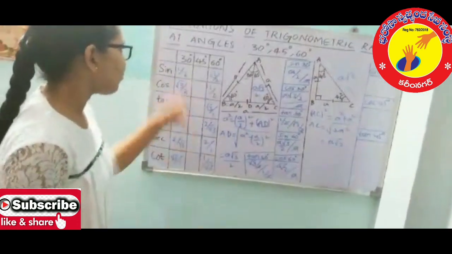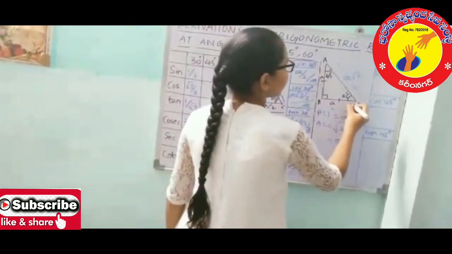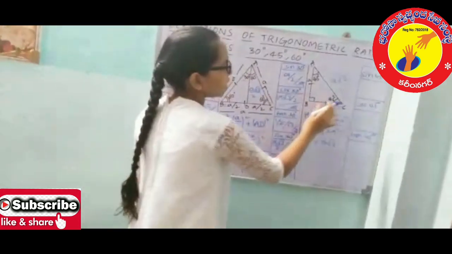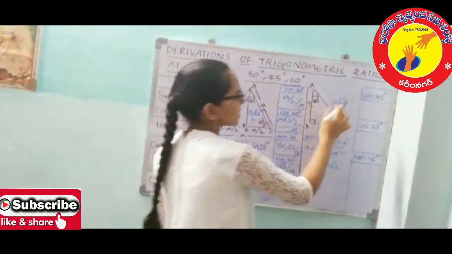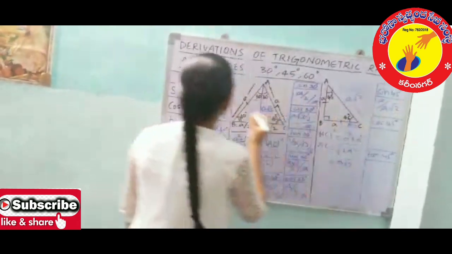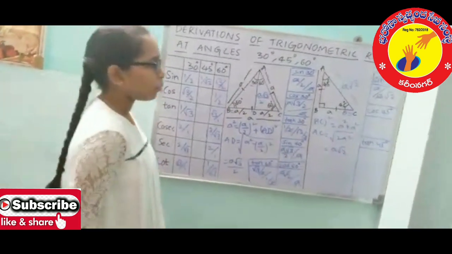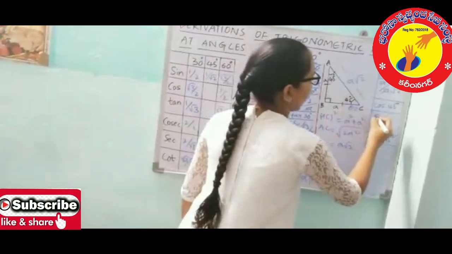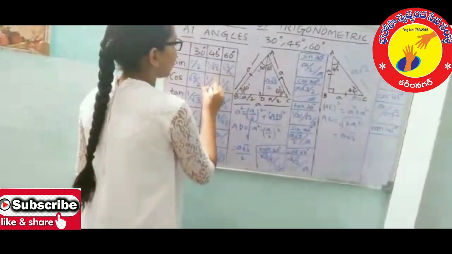Now let's find the sine 45 value. Sine is equal to opposite by hypotenuse. Now let's take theta is equal to C. For theta is equal to C, opposite is A and hypotenuse is A root 2. So A by A root 2. So 1 by root 2. Now cos is equal to adjacent by hypotenuse. Here adjacent is A and hypotenuse is A root 2. So we get 1 by root 2.